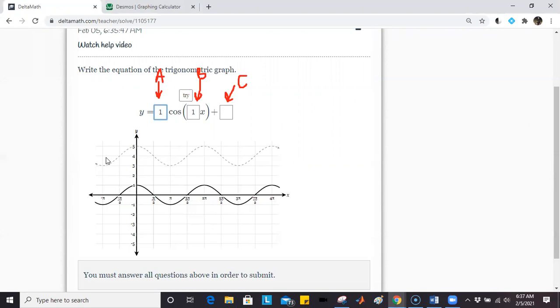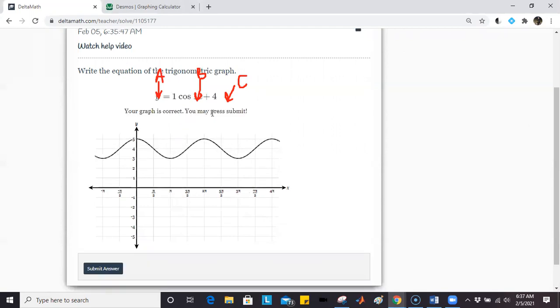Now, where is our midline? Our midline's not at 5 here. The midline would be at 4. Actually, just for funsies, let's see what happens if I tried 5. Oh, too tall, right? So we want our midline. That's our plus C here, our midline.